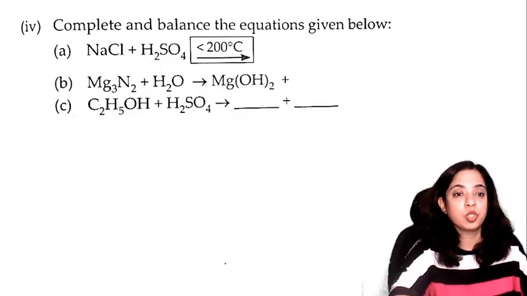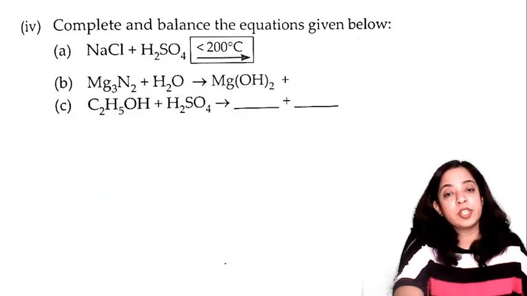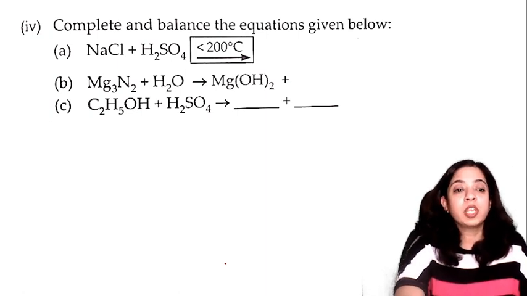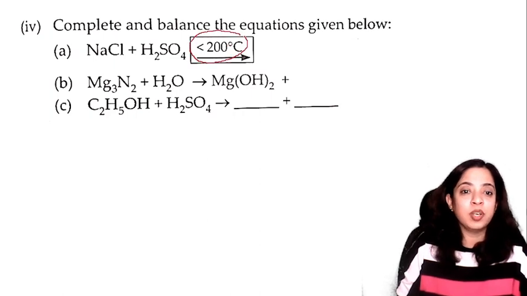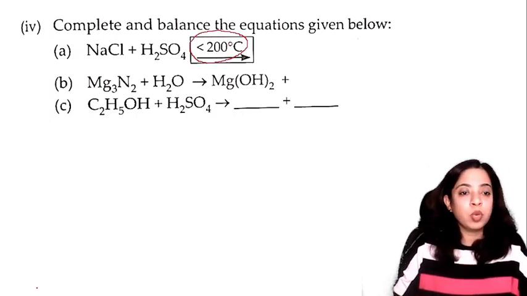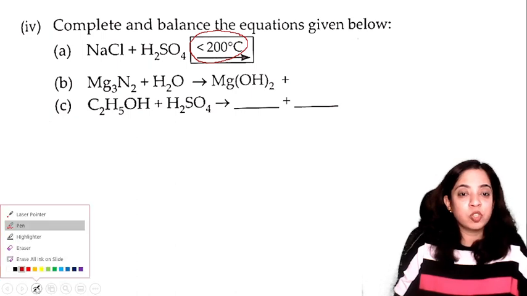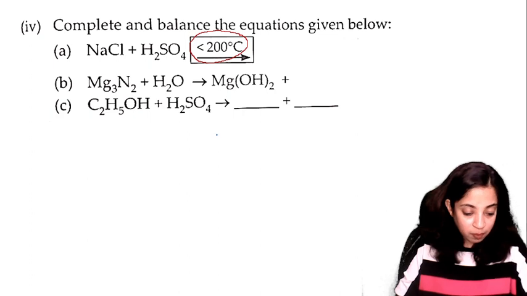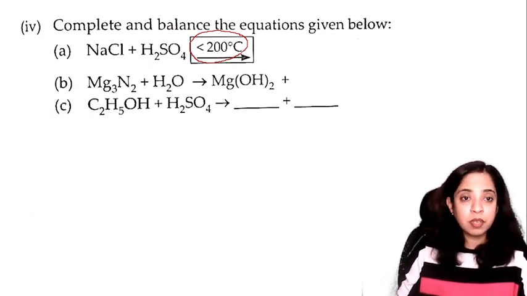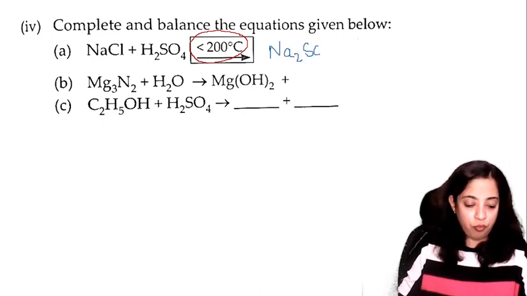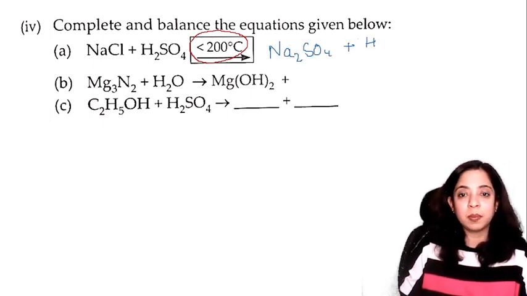Okay, complete and balance the equations given below. The first equation is NaCl plus H2SO4. You have to see all the conditions also, less than 200. You remember there were two conditions, less than 200 and more than 200. In this case, if it is less than 200, then it will form Na2SO4 plus HCl.